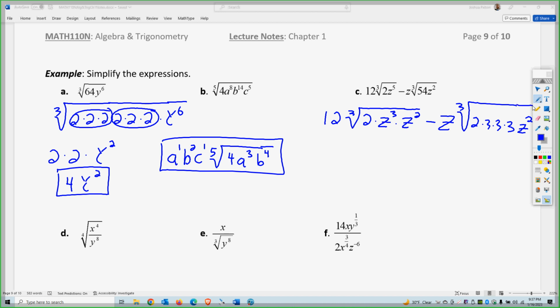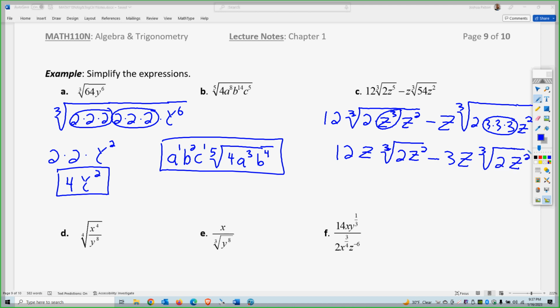Originally these are add subtract. They're not like terms, you can't add them. But I have a group of 3's here. So this is 12z third roots of 2z squared. And then minus, I have a group of 3's here, so 3z and then third roots of 2z squared left over inside. So now these are like terms. 12 minus 3 is 9z third roots of 2z squared. You can put a multiply in there if you want to. So now I've done like terms.